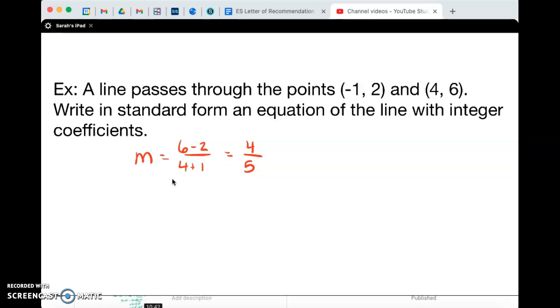You need to start at point-slope form. Negative 6 is negative. Which one did you use? The 4 and 6. You did it. Okay.